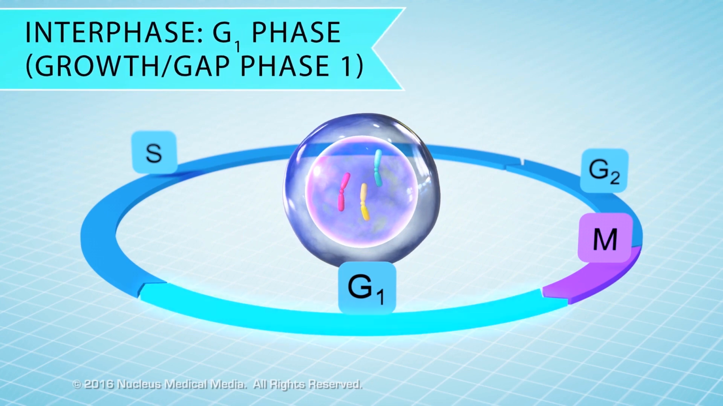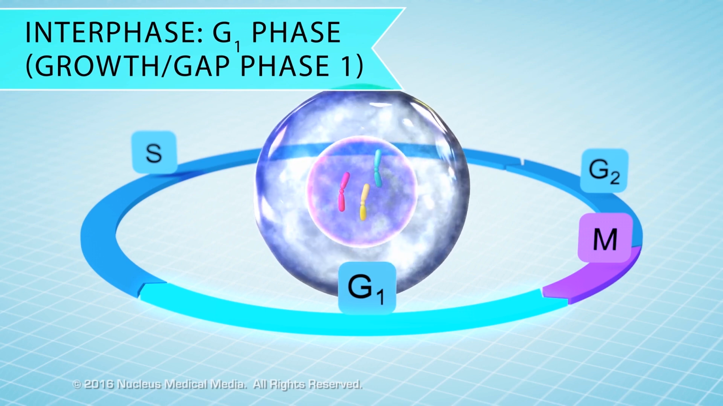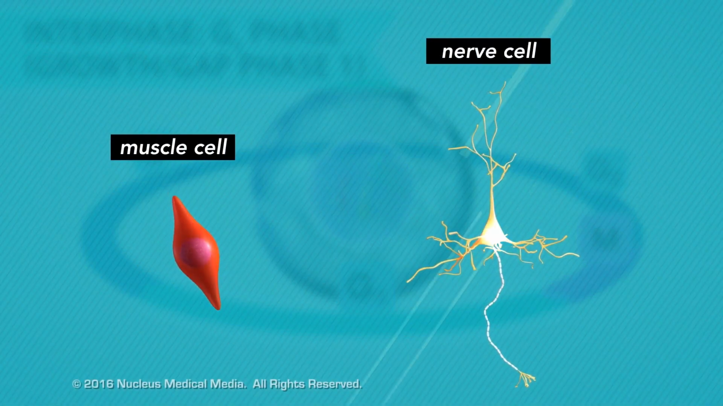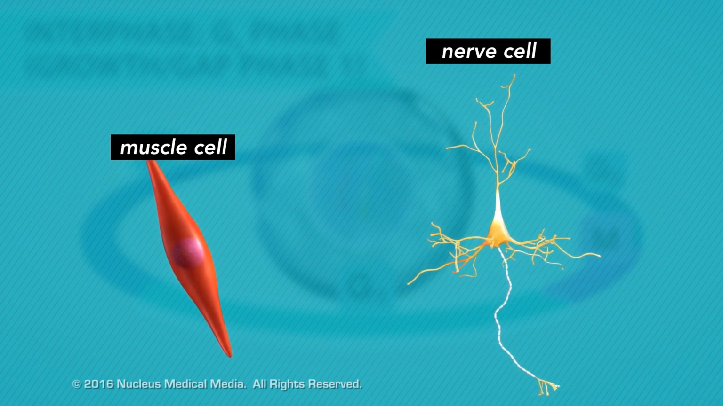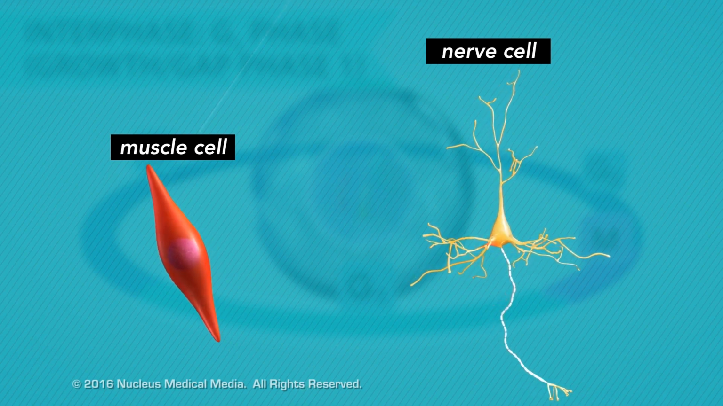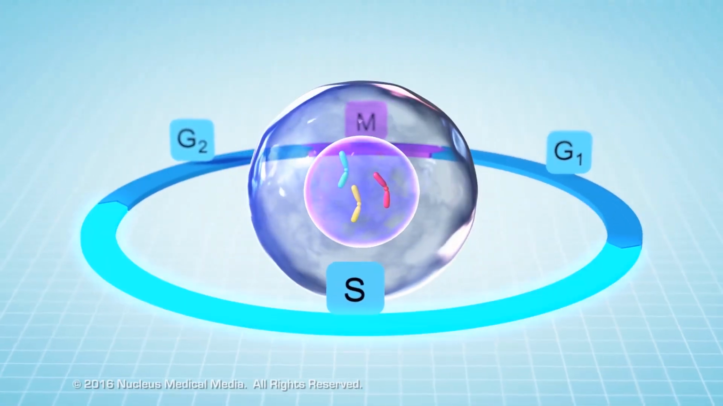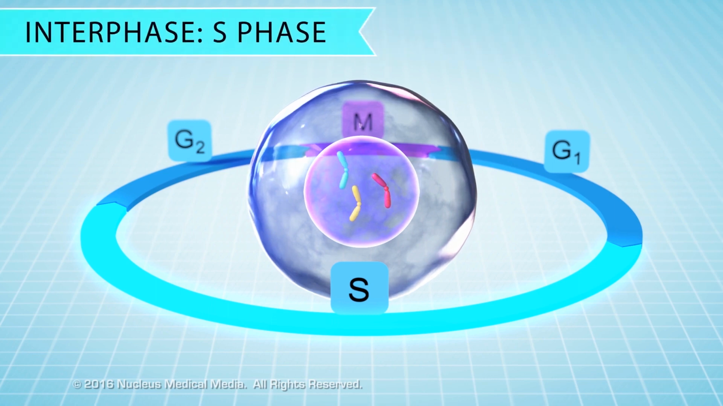G1 of interphase is sometimes called growth 1 or gap phase 1. In G1, a cell is busy growing and carrying out whatever function it's supposed to do. Note that some cells, such as muscle and nerve cells, exit the cell cycle after G1 because they do not divide again. A cell enters the S phase after it grows to the point where it's no longer able to function well and needs to divide.